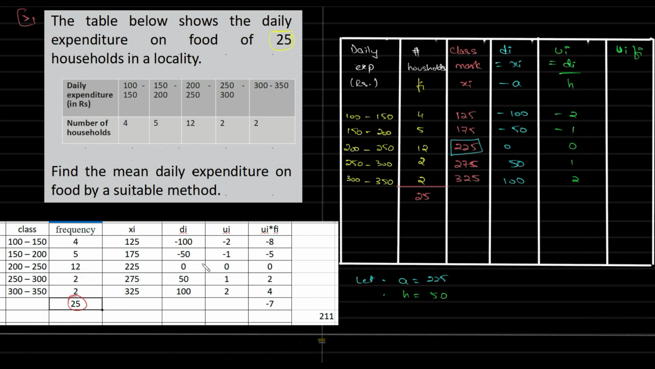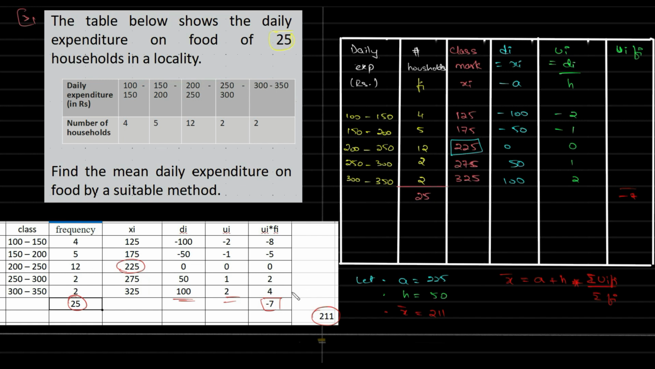Right, we have 25 over here. We took 225. And we have the same Di, the same Ui, and we have minus 7 over here. And this is your final answer. So X bar happens to be 211. We have to make use of the formula: X bar is equal to summation Ui Fi, which happens to be minus 7, divided by summation Fi, into h, plus A. So this is the formula. You can do the calculation. Everything is there.